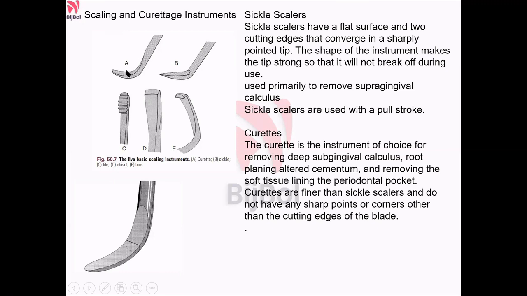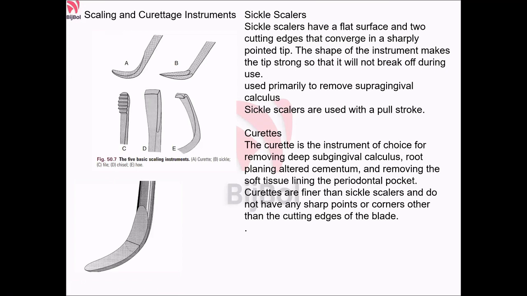Curettes are the first one in the image here. If you notice, they don't have a sharp edge, it's more rounded. They don't have sharp corners. This is the choice for subgingival work. Since you're going deeper into the gingiva, a sharp tip would cause more bleeding and damage. That is why we have a rounded tip that is less damaging. It removes the soft tissue lining of the periodontal pocket. They are finer instruments than sickle scalers.